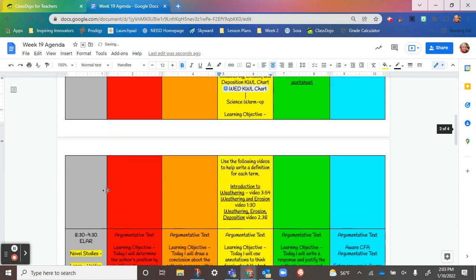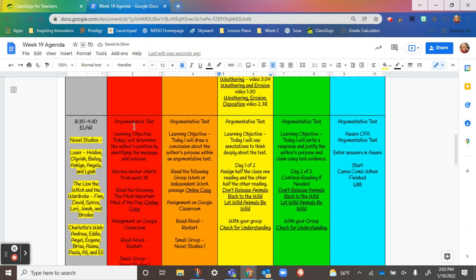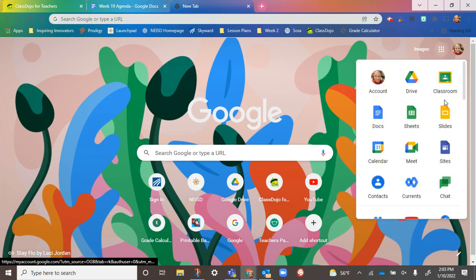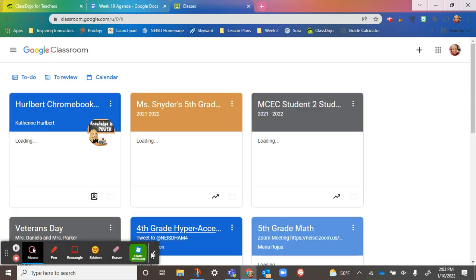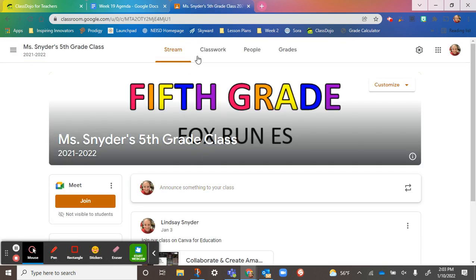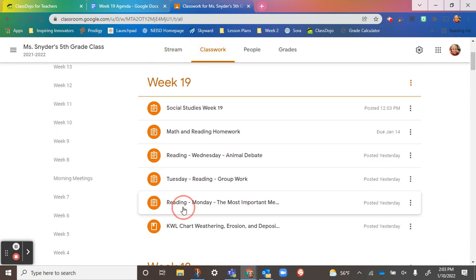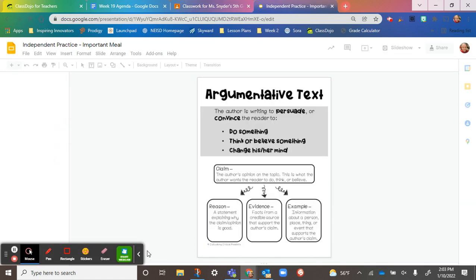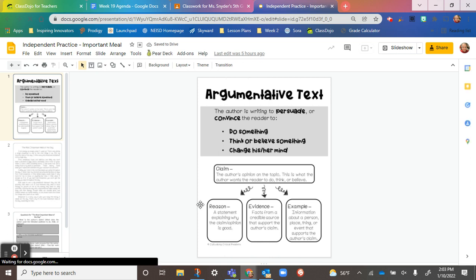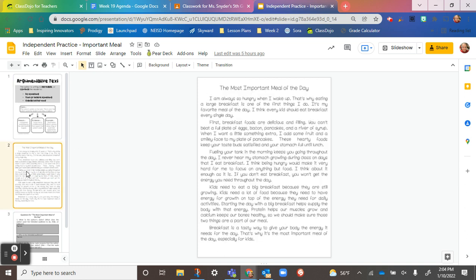All right, and then we continued talking about argumentative text. So if you go into your Google Classroom, go to week 19 and go to reading on Monday. We reviewed this anchor chart here. So this is what we talked about last week. And then we read the most important meal of the day.